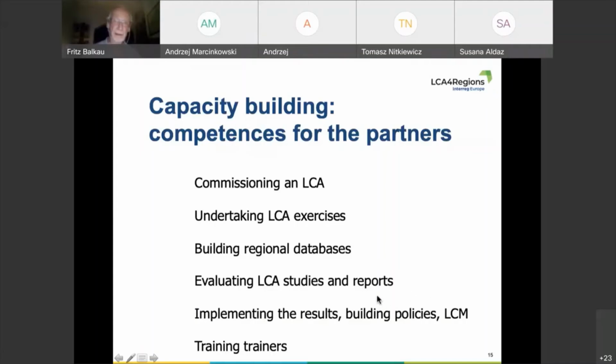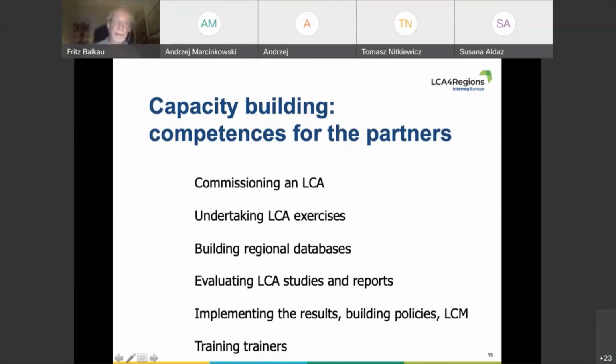Undertaking the LCA exercises, this is common currency of LCA as we see it at the moment. Building regional databases, we've had an explanation of that also. I would say nevertheless that regional databases are currently overall generally insufficient for a regional materials flow analysis. Most materials flow data is collected at the national level, not at the regional or municipal level. So we have to start all over again if we want to apply MFA at the regional level.